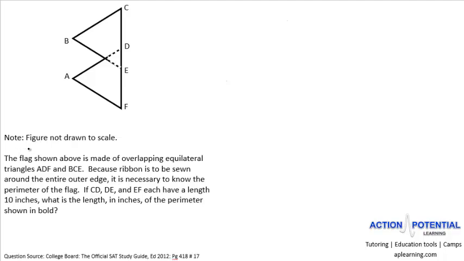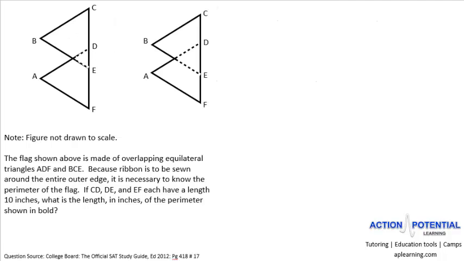Whenever you see a note that says the figure is not drawn to scale, you always want to immediately redraw your figure to make it a little bit more clear to you. Since I know that each of those segments CD, DE, and EF all have the same size of 10 inches, I wanted to redraw this triangle so it was clearer that each piece is about the same, right? So this looks a little bit more clear than this one here. When I'm working through my problem, I'll be using this figure.